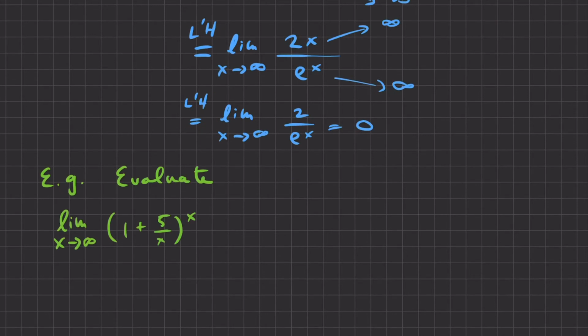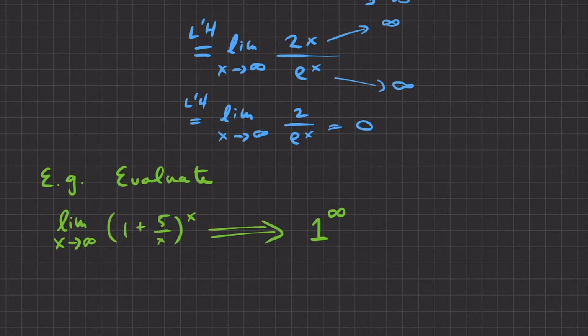So as x approaches infinity, this kind of approaches, well, I'm going to have 1 plus 5 over infinity, which is basically just 1 plus 0 or 1. So I've got 1 to the power of infinity. That kind of seems a lot like it should be just 1, right? Because like 1 times 1 times 1 times 1 times 1, right? It seems like it should just be 1, but we'll see it's actually not equal to 1.